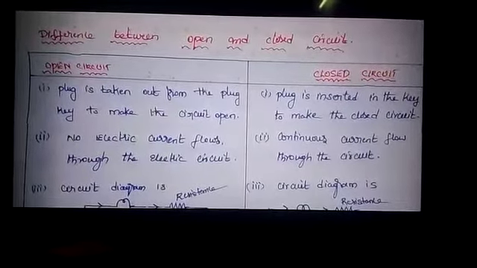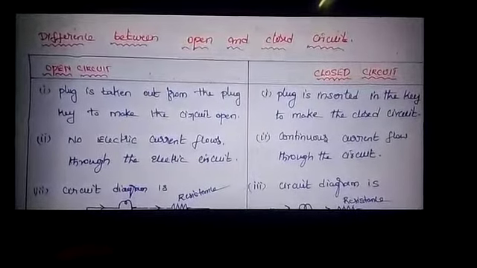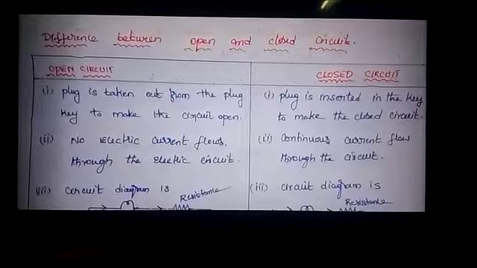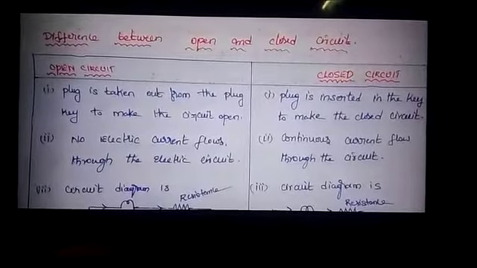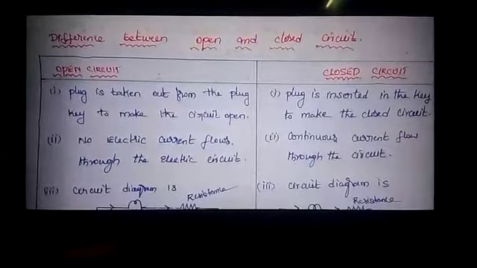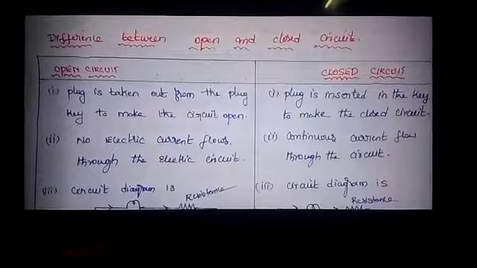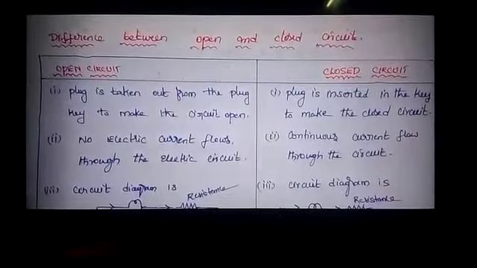Now see the second one, the closed circuit. Continuous current flows through the circuit. Why? When the plug is inserted, the current can flow through the circuit continuously. So this is the second difference between open circuit and closed circuit.